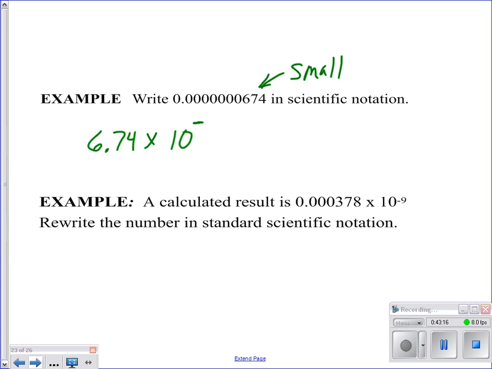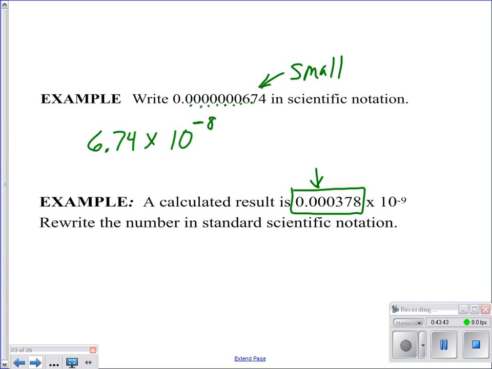How many places do I have to move it? 1, 2, 3, 4, 8. So to the negative 8 is what we ended up doing. All right. Next one gives us a value, and I can see this is wrong. That's not even in scientific notation because this coefficient right here is not between 1 and less than 10. Instead, it's a really small number.